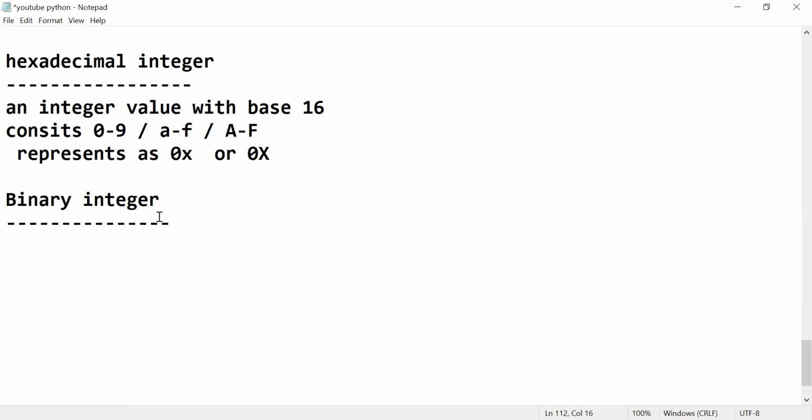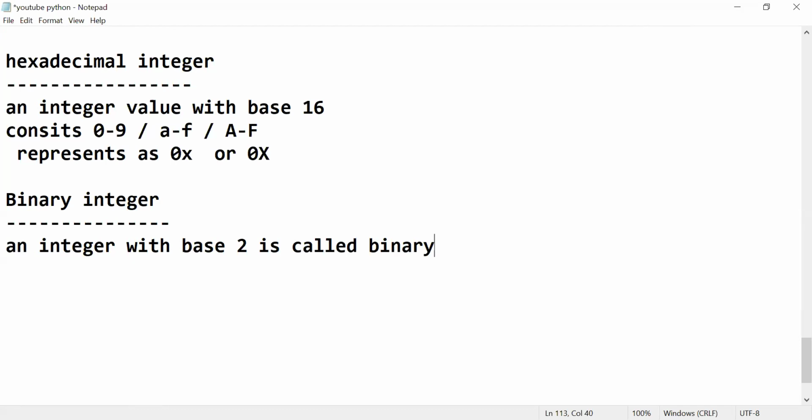An integer with base 2 is called binary integer, guys. See, guys, here base 16 is hexadecimal, base 8 is octal integer, and base 2 is called binary integer.